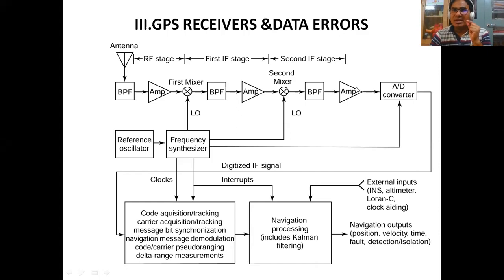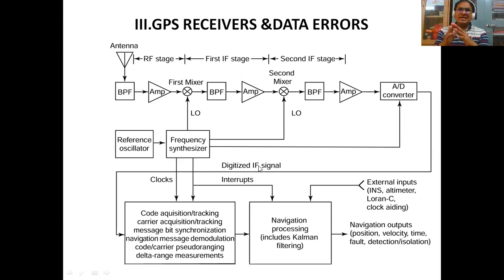So this input may be given to one A to D converter, analog to digital converter. Now this signal will be converted into digital form with the help of a frequency synthesizer. Another input for the A to D converter is a frequency synthesizer. The frequency is to be synthesized. Then the digitized IF signal will be coming.